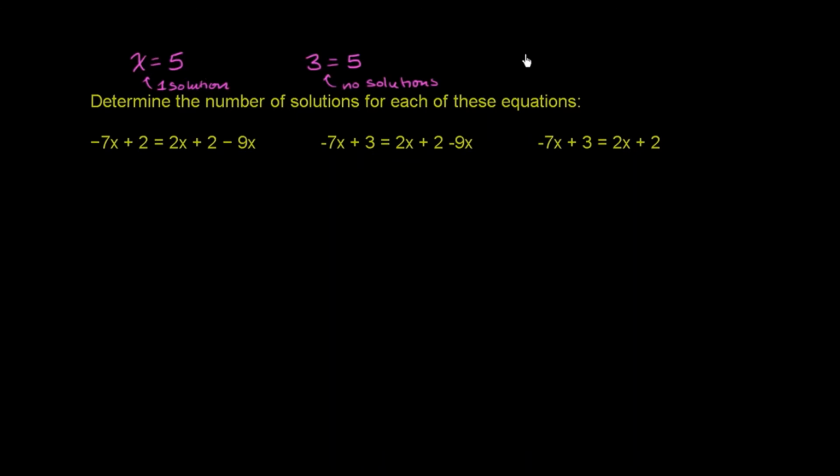On the other hand, if you get something like 5 equals 5, and I'm just overusing the number 5. It could be 7 or 10 or 113, whatever. If I get something that is equal to itself, which is going to be true no matter what x you pick, then you have infinite solutions. So with that as a little bit of a primer, let's try to tackle these 3 equations.